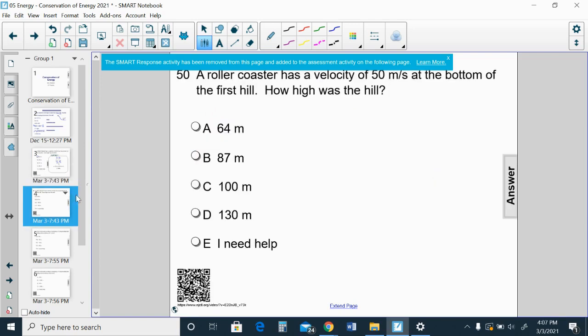A roller coaster has a velocity of 50 meters per second at the bottom of the first hill. How high was the hill?